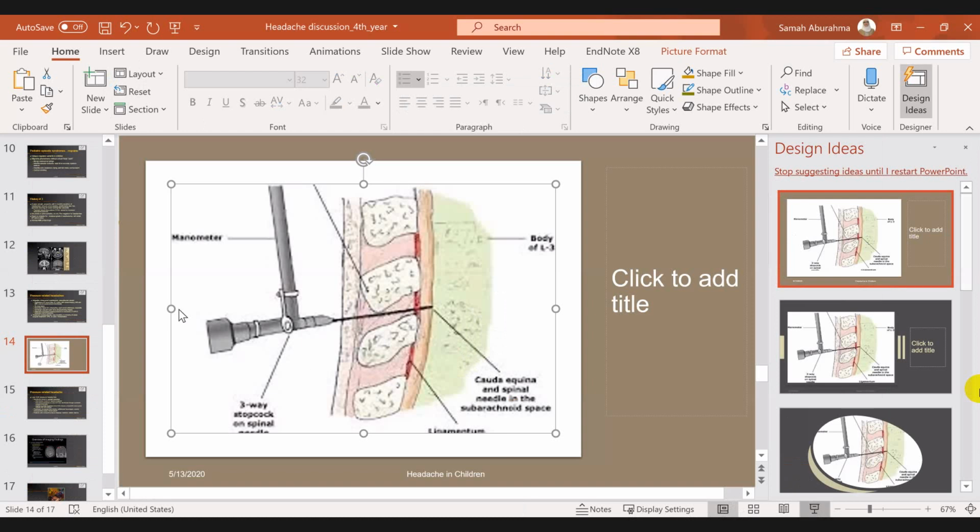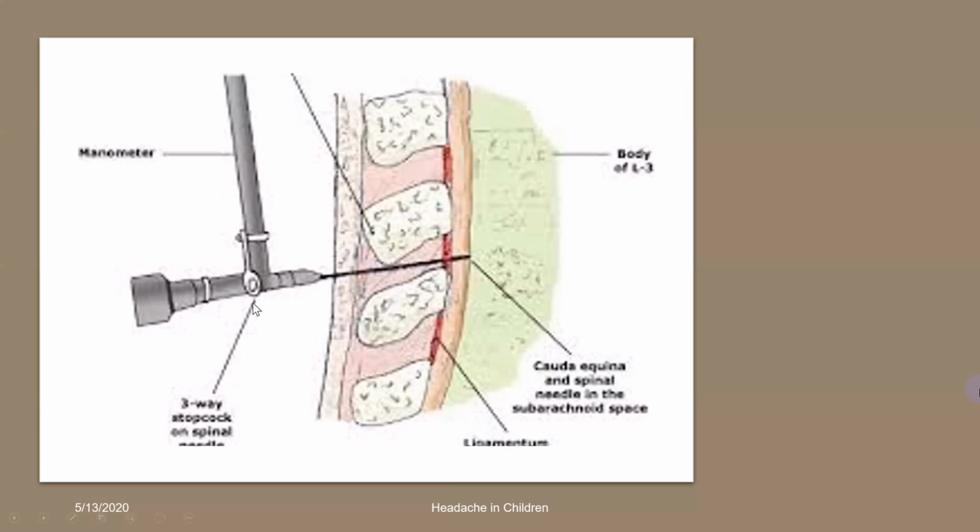This is your LP needle, okay? وبيجي معها a manometer بيكون شفاف وبيكون مدرج. Okay. This is a three-way stopcock. So usually what we do is at the beginning, before we take any fluid, the three-way is closed. When we reach the CSF, the fluid starts to come up through the manometer and we measure how high the CSF pressure is, okay? Normally it is between 12 and 20 centimeters of water.